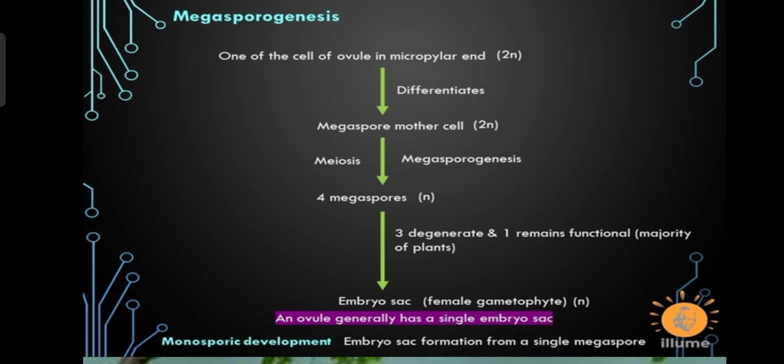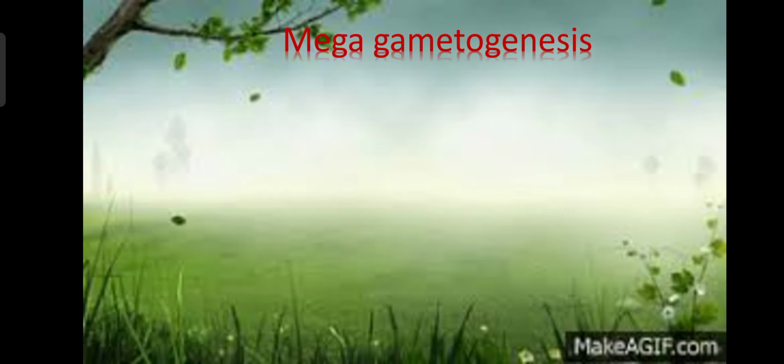So now we will study the next concept called megagametogenesis. What is megagametogenesis? It is the process of formation of the embryo sac, or the process of formation of the female gametophyte.